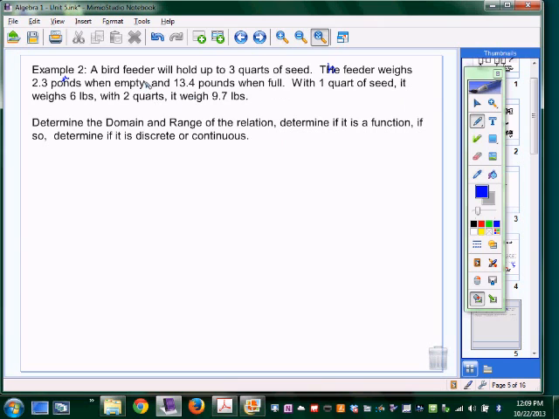Okay, so it's 2.3 pounds when it's empty, and it's 13.4 pounds when it's full, and it's 3 quarts when full. Okay, with 1 quart of seed, it's 6 pounds. With 2 quarts, it's 9.7 pounds. So we're going to figure out the domain and the range. Does the amount of seed determine the weight, or does the weight determine the amount of seed? The amount of seed determines the weight. Right. Yes.